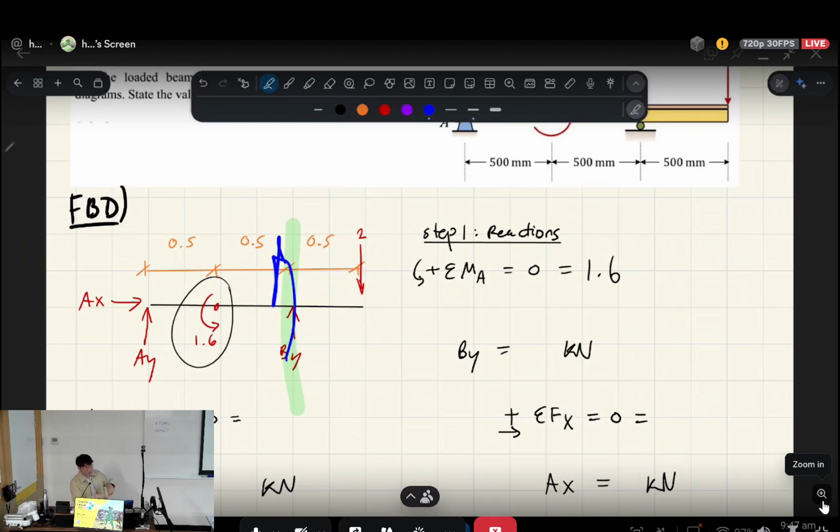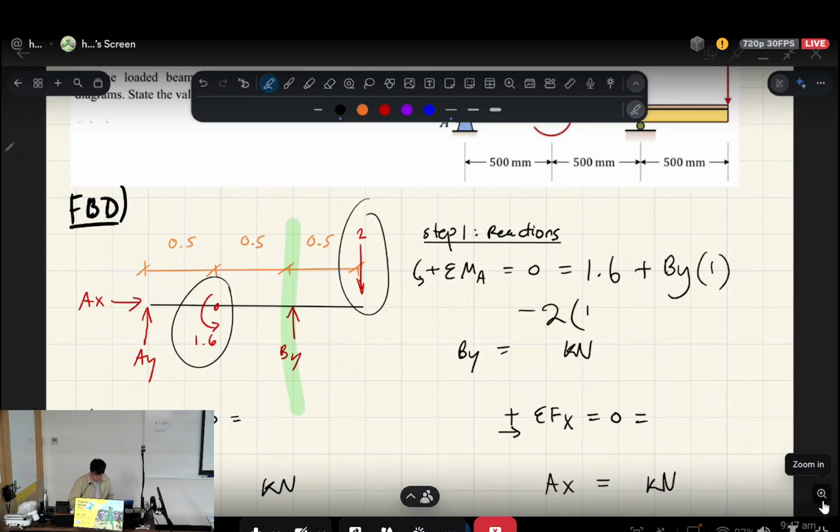So BY is causing a counterclockwise spin. So we add on BY, and the lever arm is 1 meter. And this point load going down is going to cause a clockwise spin, and therefore it's going to be negative when we're taking the sum of the moments. And its lever arm is 1.5. Okay. When you solve for this expression for the unknown BY, you will see that BY is equal to 1.4 kilonewtons. All right. So that gives us our first unknown.